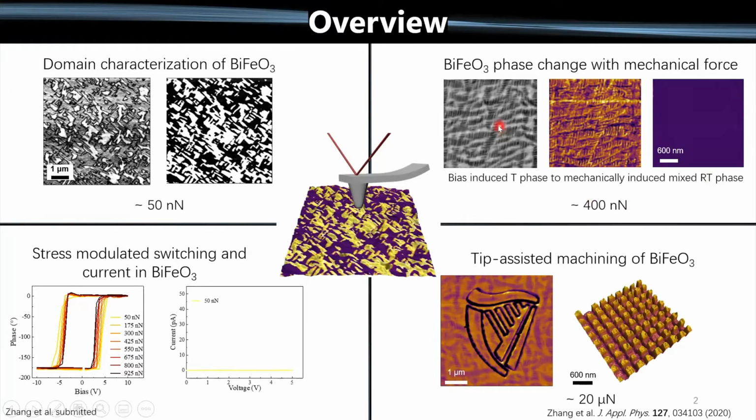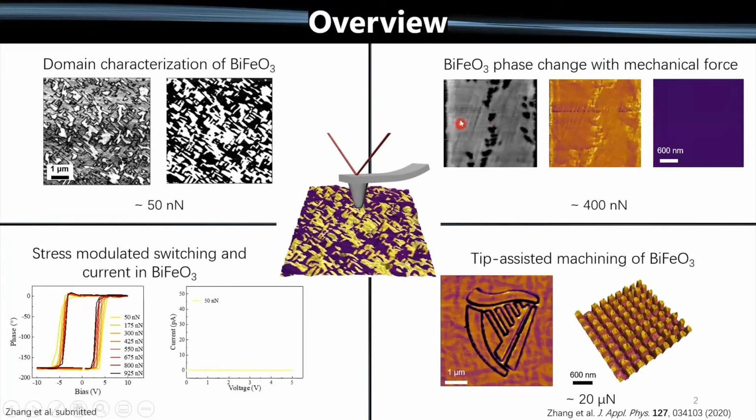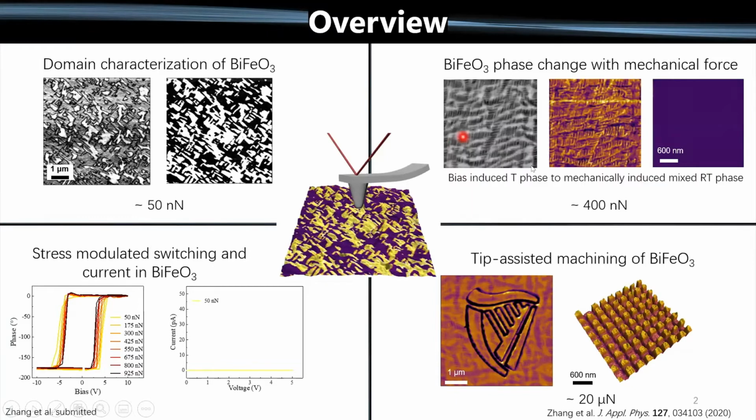So we can change the topography, as you see here, where the raised features are mostly T phase, and then we can go to this mixed phase structure. And it doesn't cause switching of the material, but it does cause a change in the PFM amplitude. And what we've been working on more recently is what happens when we apply a bias to our bismuth ferrite, our BiFeO, sample, and we apply a force, a pressure, with our tip.